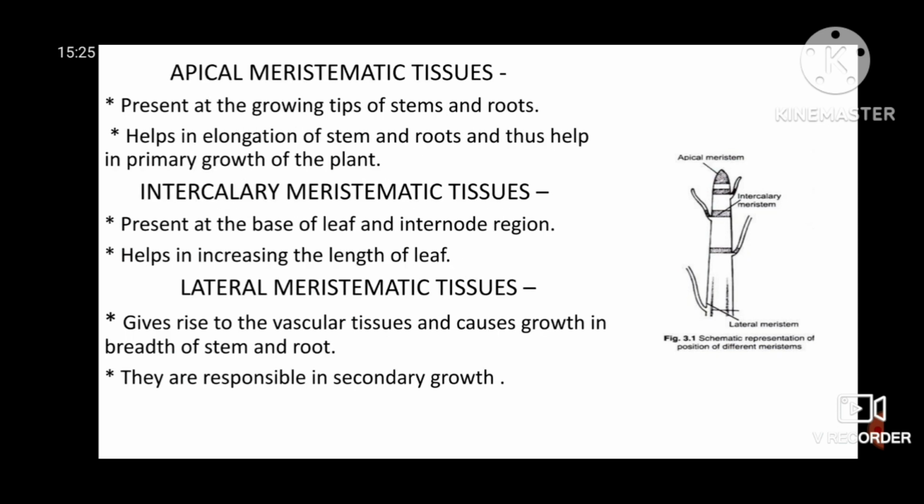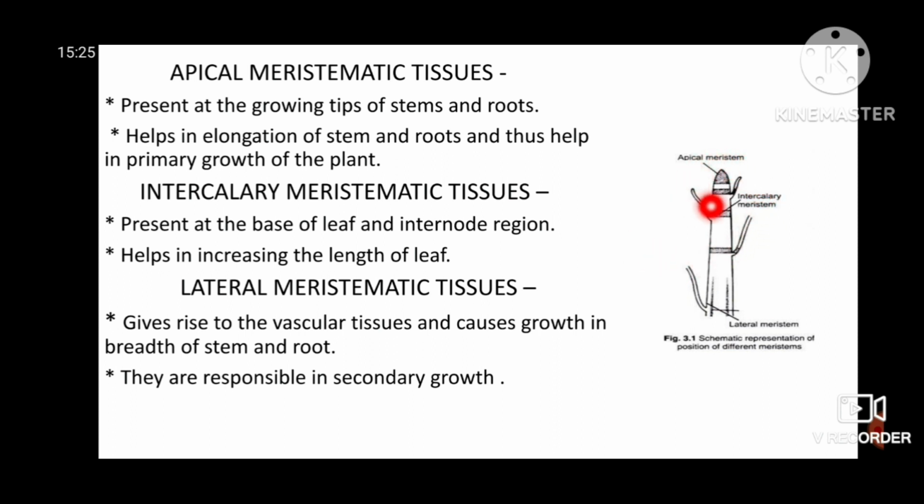So as I told, meristematic tissue is divided into three parts, that is apical meristematic tissues, intercalary meristematic tissues and lateral meristematic tissues. Apical meristematic tissues are present at the growing tips of the stems and roots, help in the elongation of the stem and roots and thus help in primary growth of the plant. Intercalary meristematic tissues are present at the base of a leaf and internode region and help in increasing the length of a leaf. Lateral meristematic tissues give rise to the vascular tissues and cause growth in the breadth of stem and root and they are responsible for secondary growth.